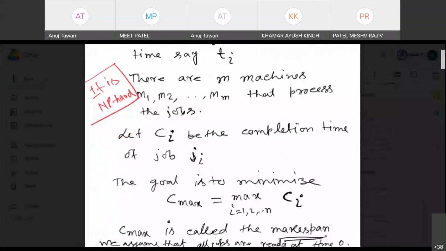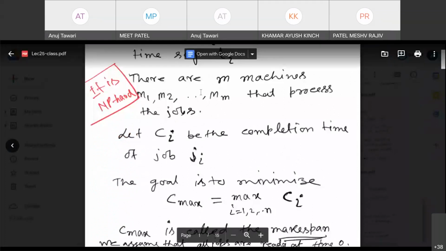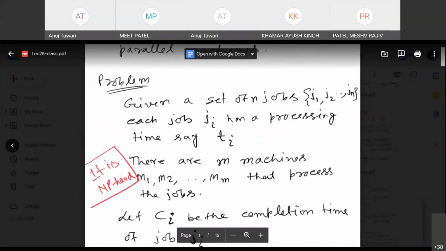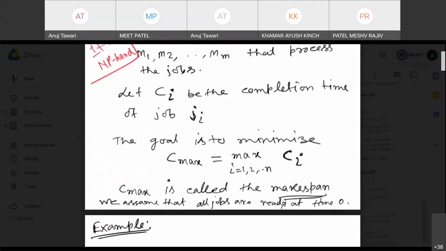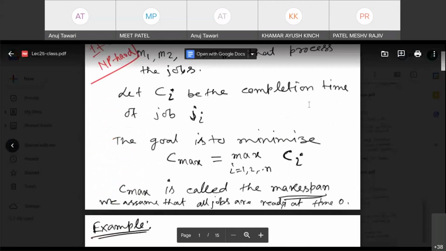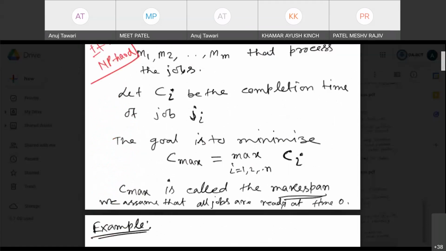So let Ci be the completion time of this job. Let's say there are m many printers, and these are the documents which we want to print. Each of these documents has some processing time depending on their length, and Ci is the completion time. And the goal is to minimize the maximum completion time of any job. Okay. And this is what we call the makespan.